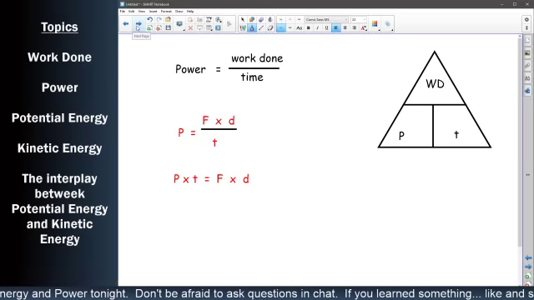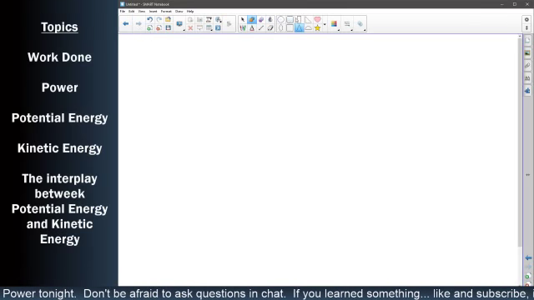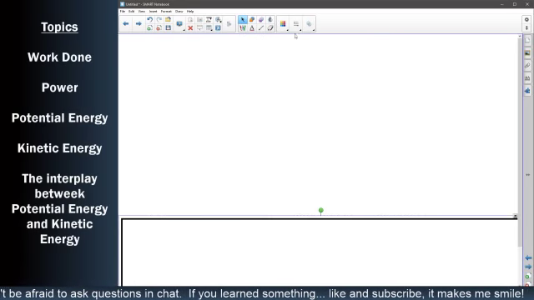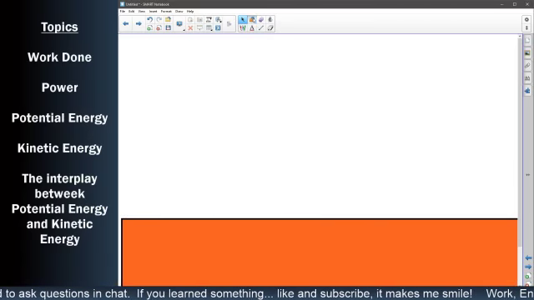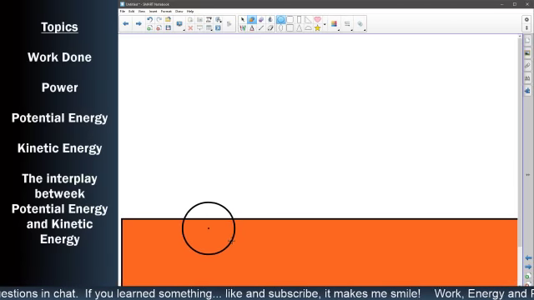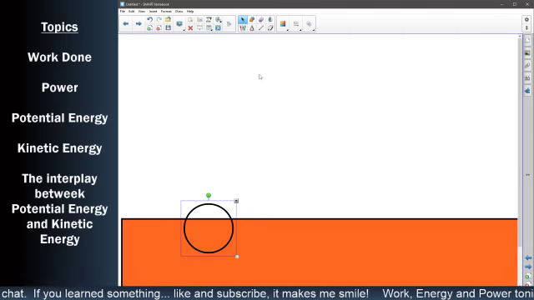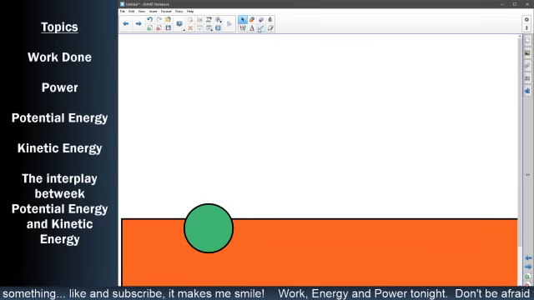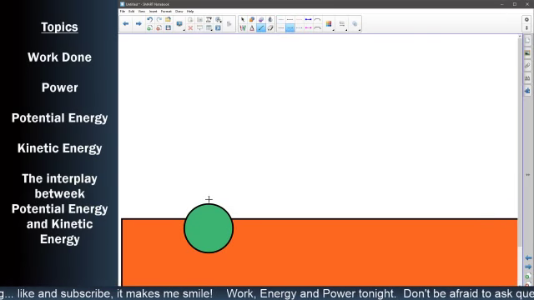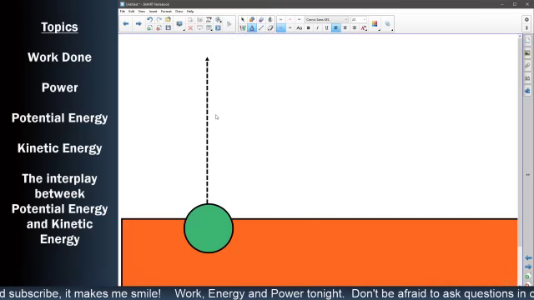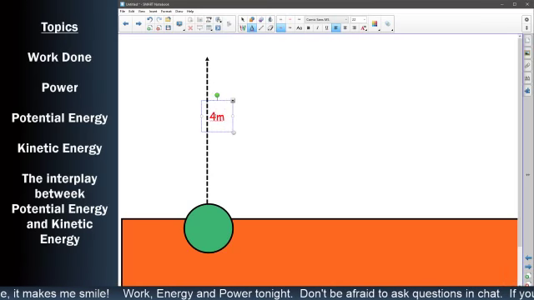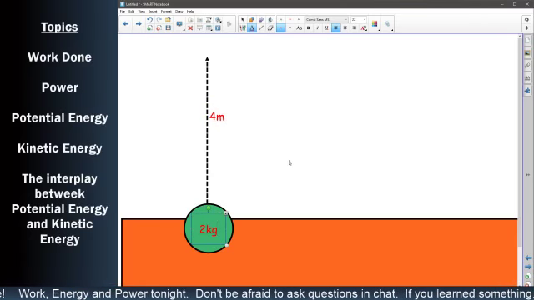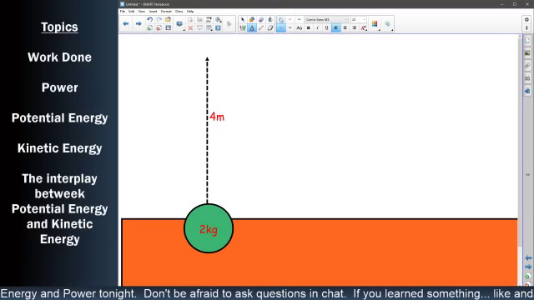Alright, so let's consider a slightly different situation. Let's have once again some form of surface down here, and we'll fill that in, and we're going to actually lift an object. Let's get a little round object for a change. We're all about switching it up, and we'll make it a nice little green color. And what I'm going to do is move this up by a distance of, let's say, 4 meters. And I'm going to tell you this thing has a mass of 2 kilograms.